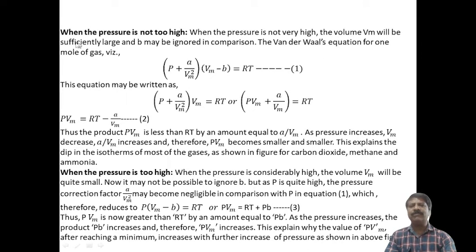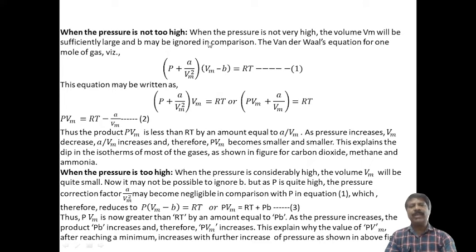The van der Waals equation for 1 mole of gas can be written as P plus A divided by Vm square into Vm minus B equal to RT. This is called equation number 1. Actually this equation comes from the van der Waals equation P plus A divided by V square into V minus B equal to RT, where we consider that V is replaced by Vm, and therefore the equation becomes P plus A divided by Vm square into Vm minus B equal to RT. This is equation number 1.